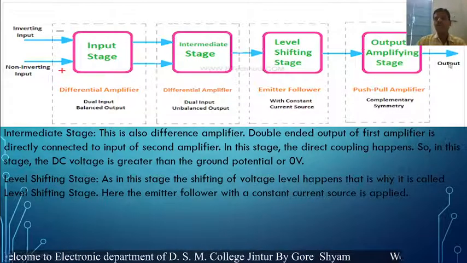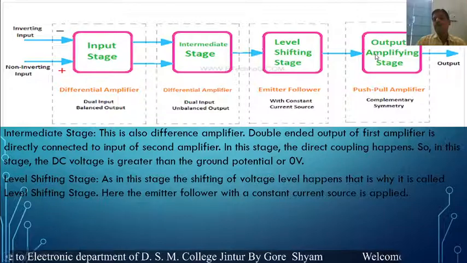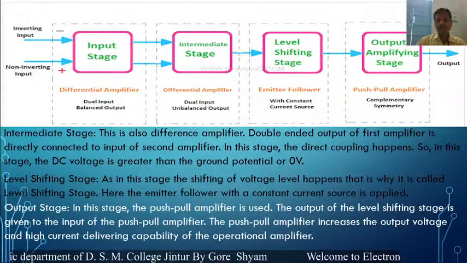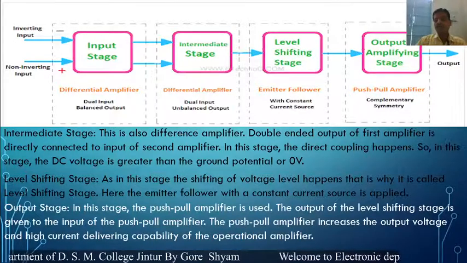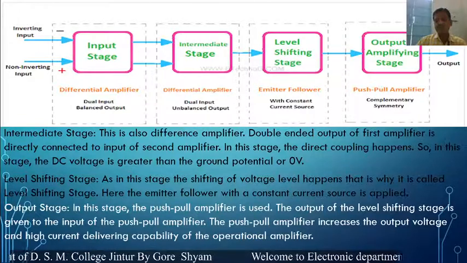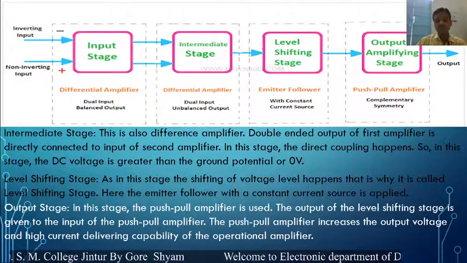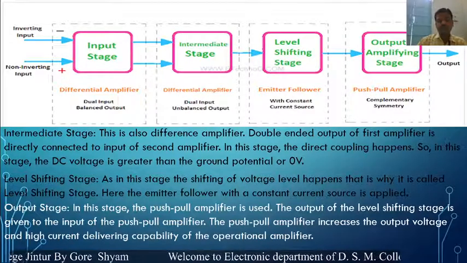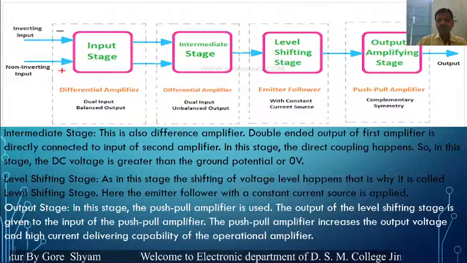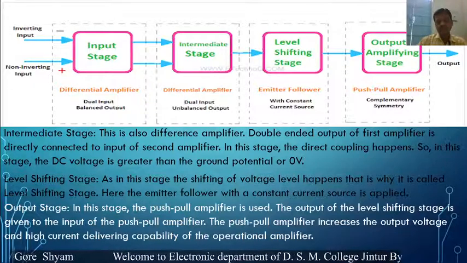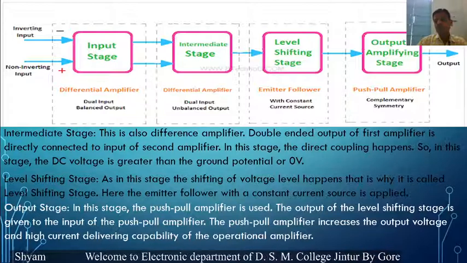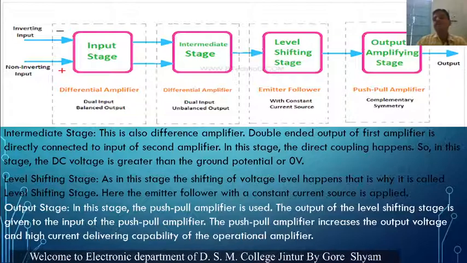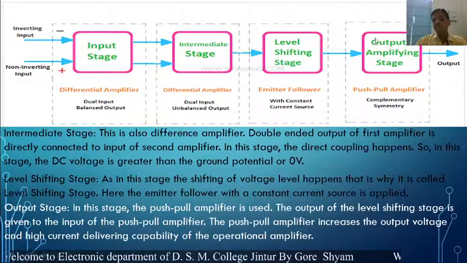And the last stage is the output stage, and this is a push pull amplifier. The output of the level shifting stage is given to the input of the push pull amplifier, and the push pull amplifier increases the voltage and the current level of the input signals. Therefore, at the output we are getting a large output voltage, and here the impedance of the last stage is very small.